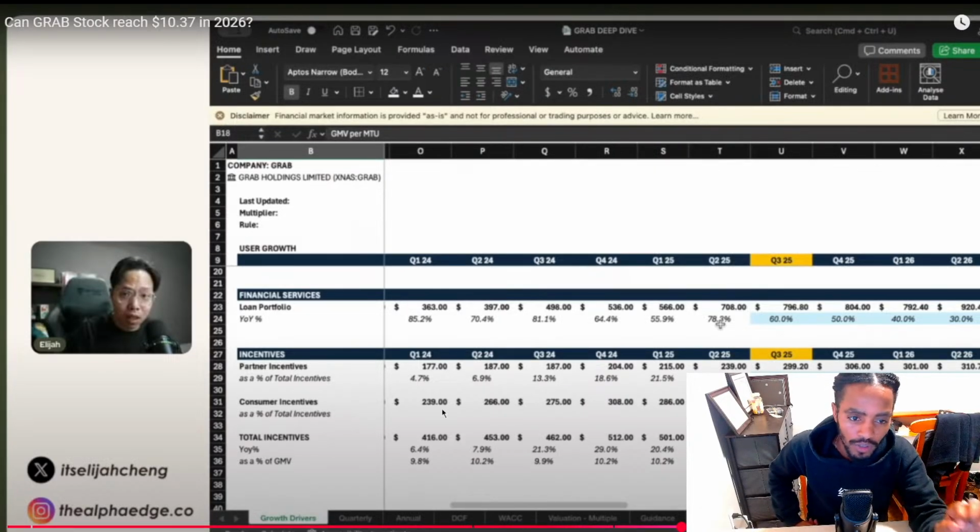So this loan portfolio, these micro loans, I think it's going to keep growing. As you can see, what we're seeing is 80, 70, 81, 60, 55%. Now we're at 78%. I think it's going to keep growing. It's going to be one of their biggest businesses.